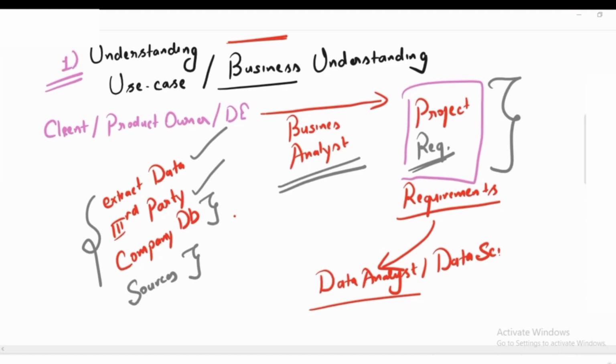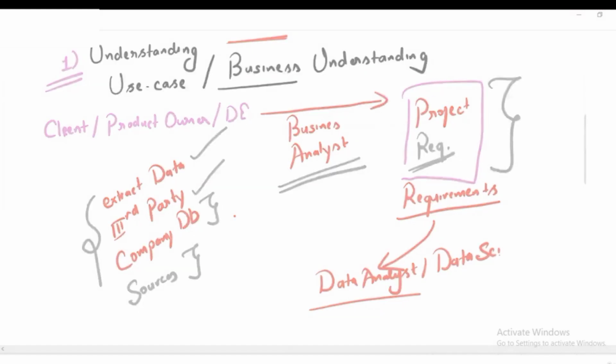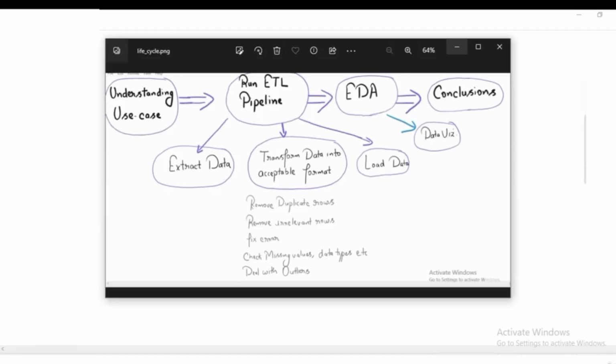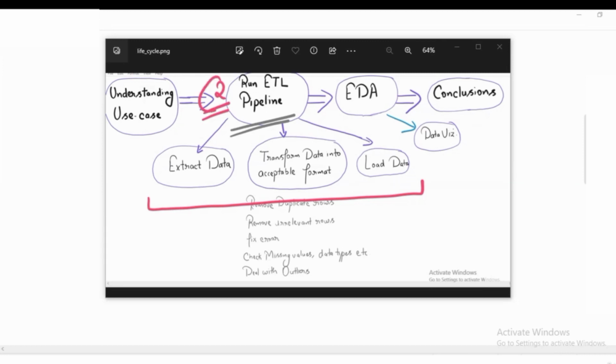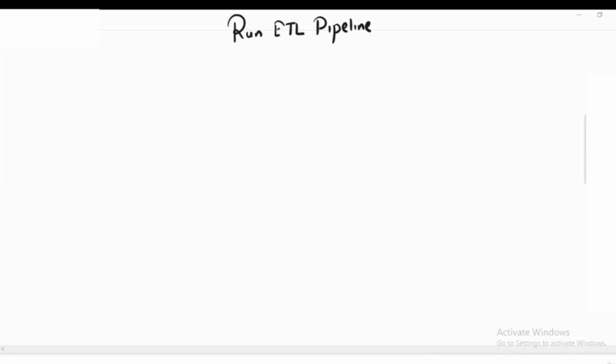Now, the next step is to run this ETL pipeline. By the way, this ETL pipeline itself consists of 3 steps. These are the 3 steps. So this is the second stage of the life cycle. Now let's talk about what the second stage is all about. Again, the second stage is as simple as that.